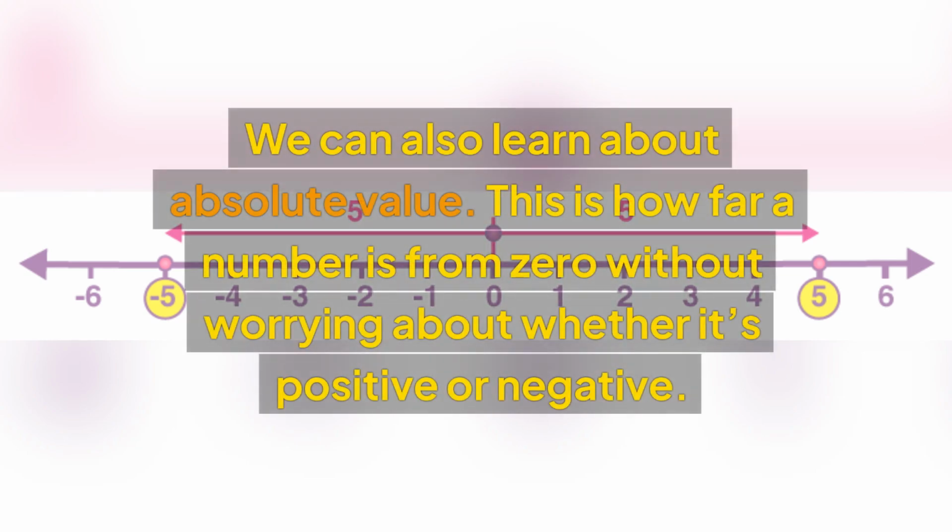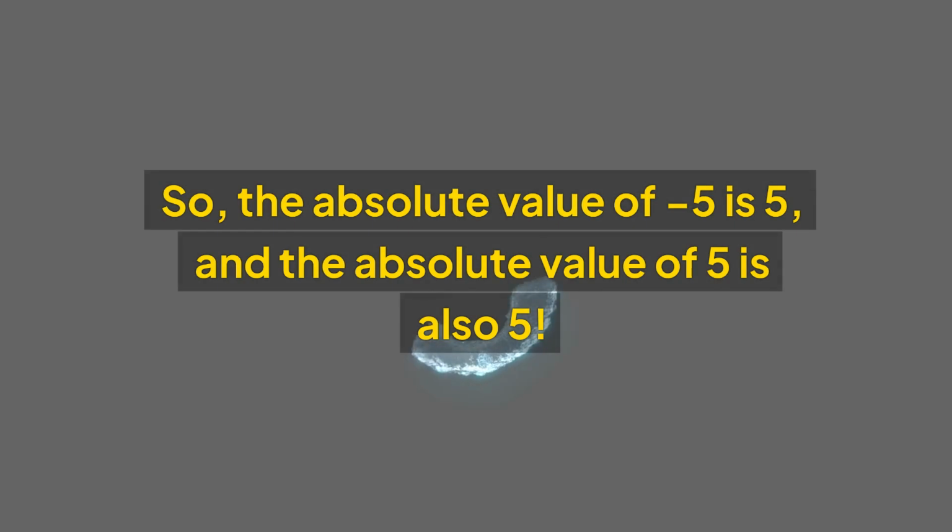We can also learn about absolute value. This is how far a number is from 0 without worrying about whether it's positive or negative. So, the absolute value of -5 is 5, and the absolute value of 5 is also 5.